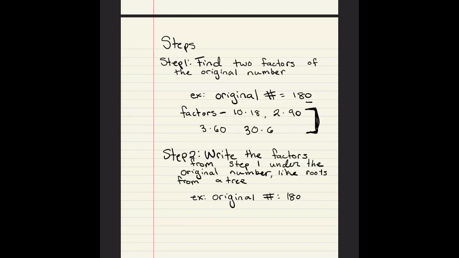All right, so my original number is 180, and I decided I wanted to use 10 and 18 as my 2 factors. Like roots from a tree. If this was the tree and these are our roots, and 180 is our tree, I'm going to write 10 and 18. Those are our 2 factors. When I multiply 10 and 18, I get 180.